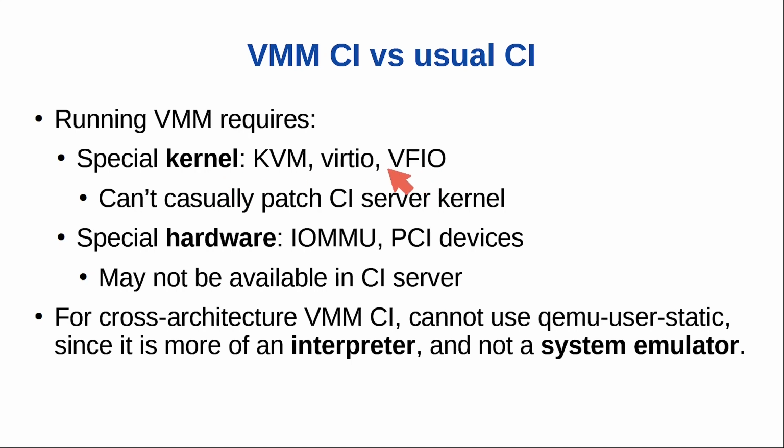To support these features, we cannot casually patch our CI server kernel unless the kernel code has been tested before. Besides, running a VMM may require special hardware such as IOMMU and PCI devices, which may not be available in our CI server. For cross-architecture VMM CI, we cannot simply use the QEMU user static because it is more of an interpreter and not a system emulator, which means we cannot emulate this hardware right here.